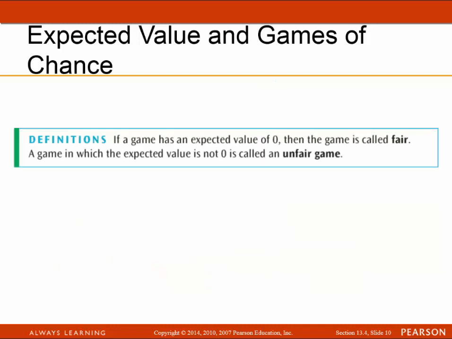So here's a definition. If a game has an expected value of 0, then the game is fair. A game in which the expected value is not 0 is called an unfair game. Lotteries, casinos, all those are unfair games, and usually what you do is you lose money. You lose X amount of money for every dollar that you bet.